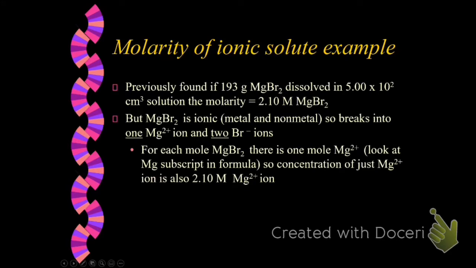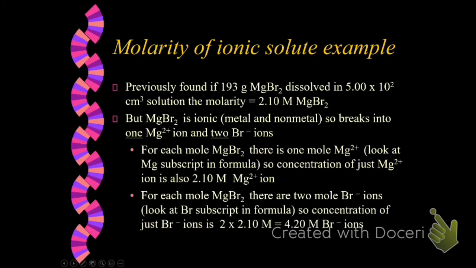So for every mole of magnesium bromide, there is 1 mole of magnesium ions, and the concentration of the magnesium ion would also be 2.10 moles of the magnesium ion per liter of solution, because our subscript is telling us we have 1 mole of the magnesium ion. However, for the bromide ion, we have a subscript of 2. We have 2 moles of bromide for every entire mole of the magnesium bromide. So the concentration of the bromide ions is twice as much, because I get 2 bromide ions falling into solution every time I dissolve one magnesium bromide. So the molarity of just the bromide ions would be 4.20 molar bromide.